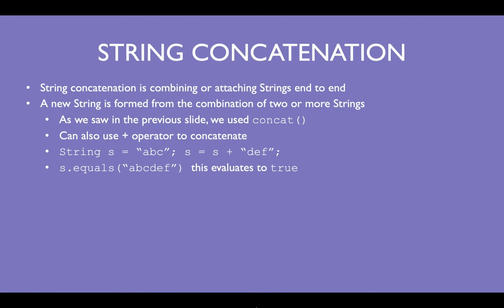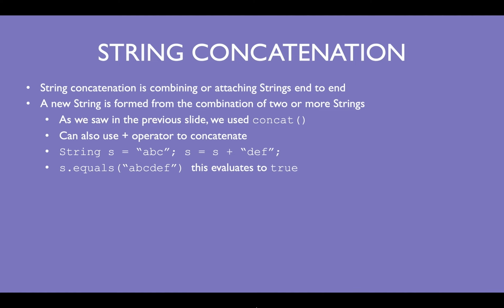So in this block of code, we first create a string equal to ABC, and then we do s equals s plus the string DEF. And now, if we try to evaluate this expression, s.equals the string ABCDEF, this should evaluate to true, because the value of s should now be ABCDEF, now that we've reassigned s to the new concatenation. And note that the equals method is comparing the value of the string. So we're comparing the value of s and that string literal that we declared there.